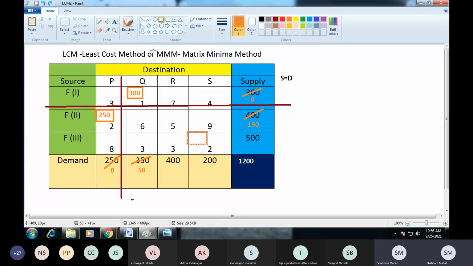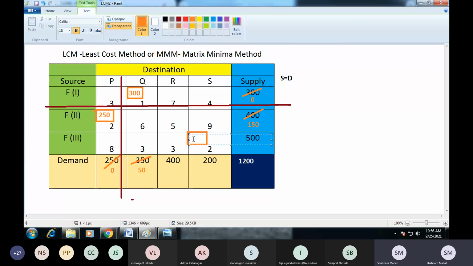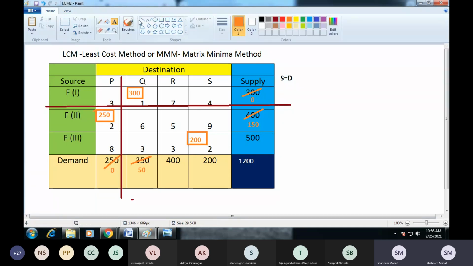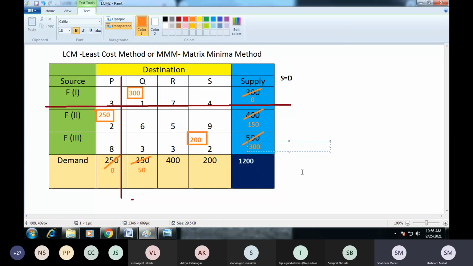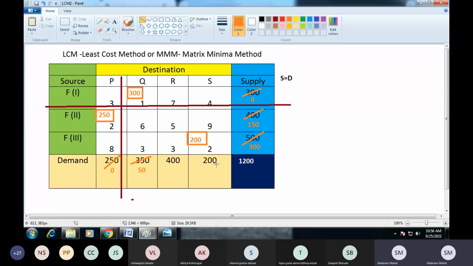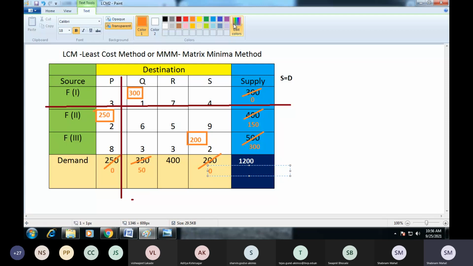Check the demand for this cell and the supply available for this cell. The demand for this cell is 200 quantity, which is the minimum. So I can provide 200 quantity from my factory 3. Out of 500, I provide 200 units. The remaining unit is 300. Again, we should remove that 200 demand because we have fulfilled that demand.